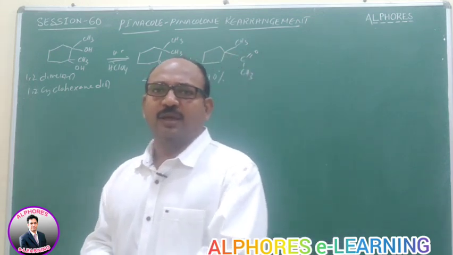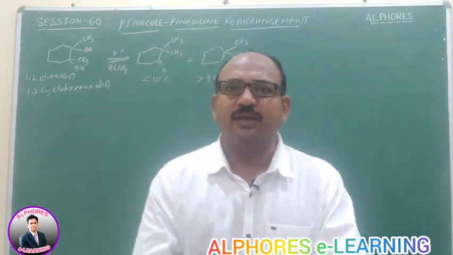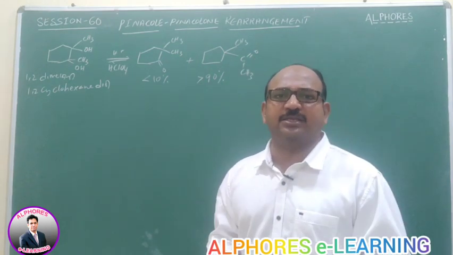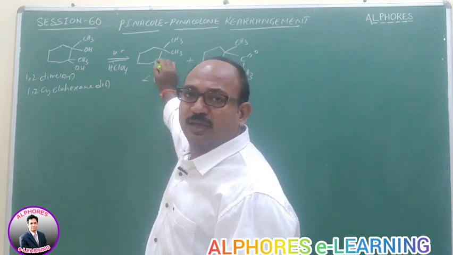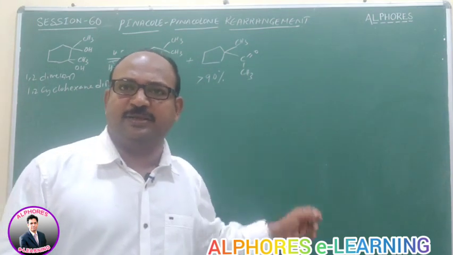Now, the question is, do we always get those percentages, or is there any condition under which we get this 6-membered ring as the major product? Let us see.